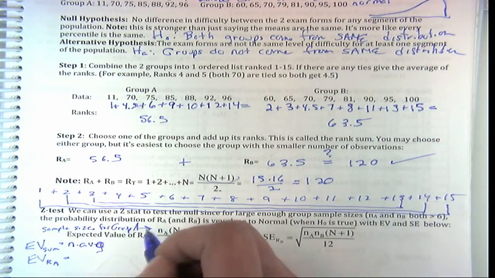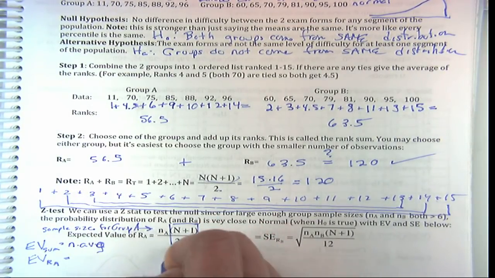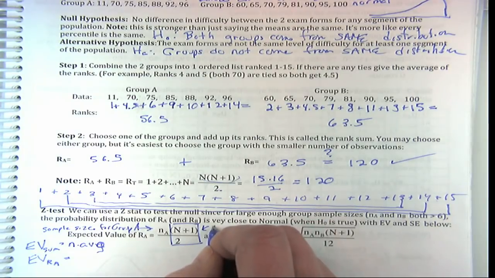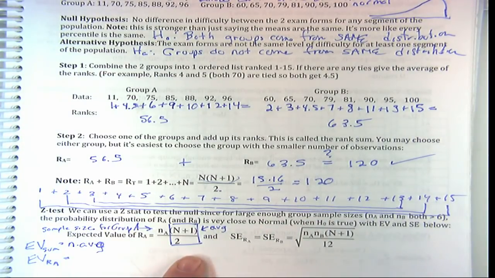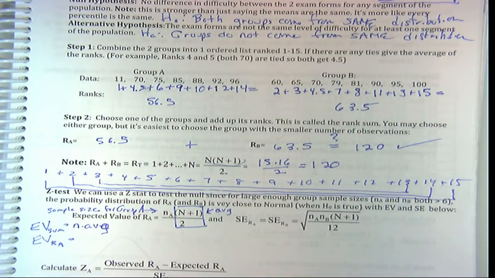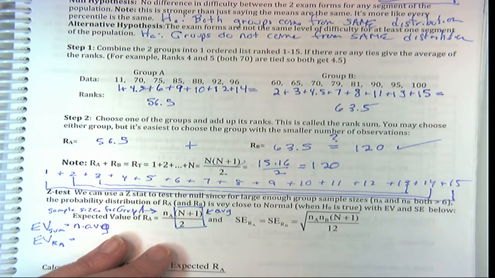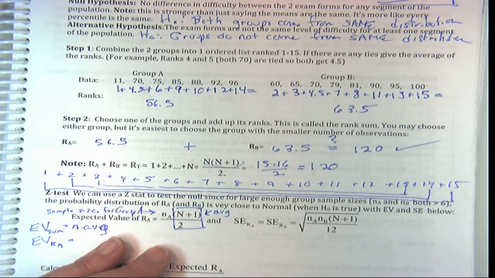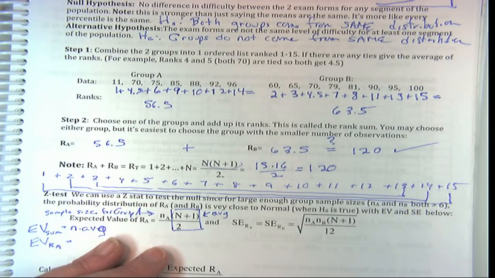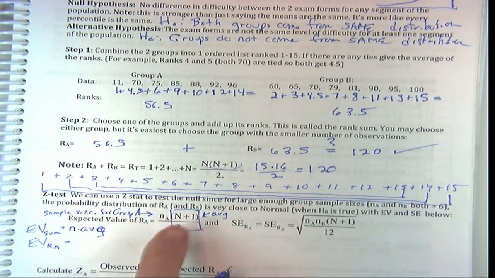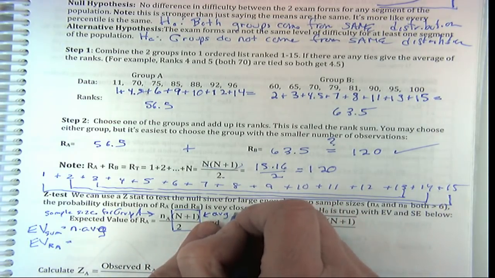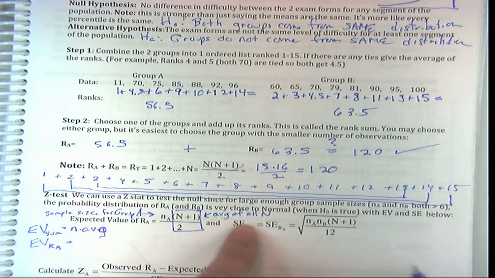And this right here is the average of all n numbers. What we're doing is we're saying under the null that we have the numbers 1 through 15, and we're randomly taking 7 of them out and counting up their sum, whatever ranks we get. And the expected value is going to be n times the average of all 15 numbers. So this is the average of all n numbers.